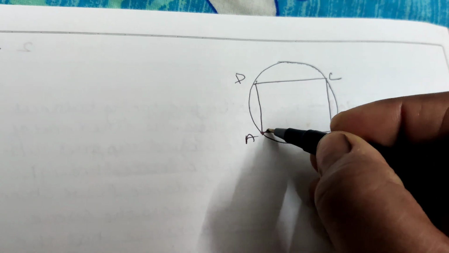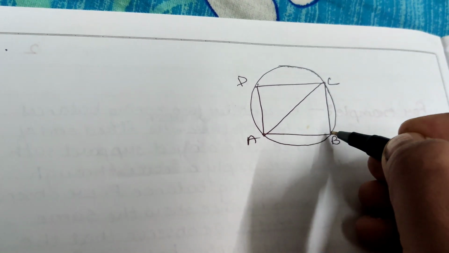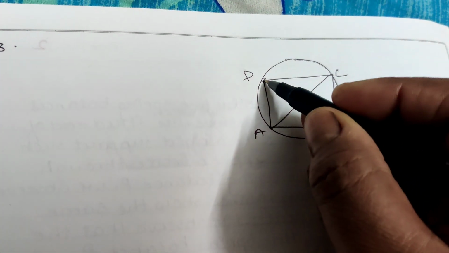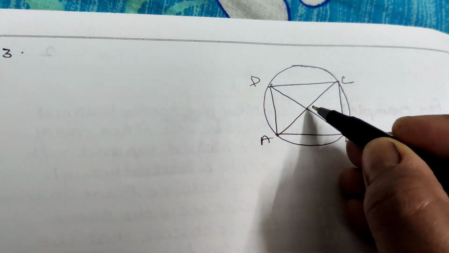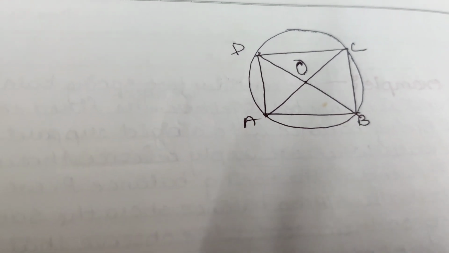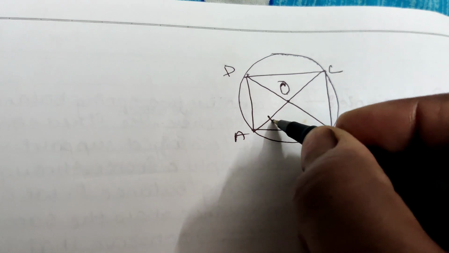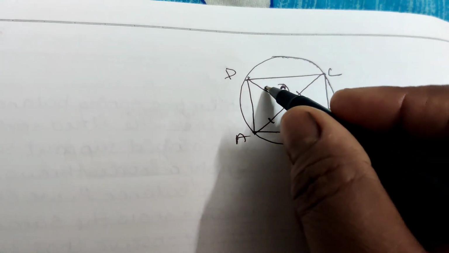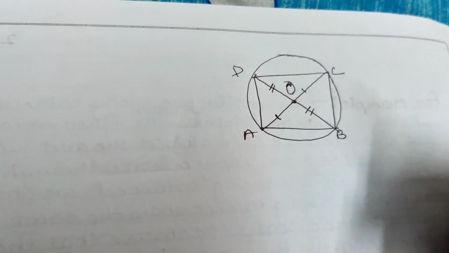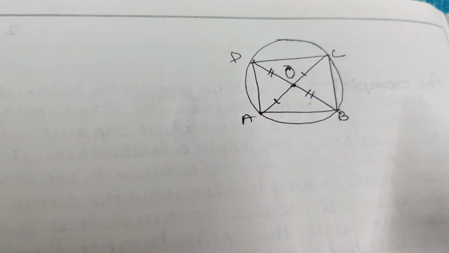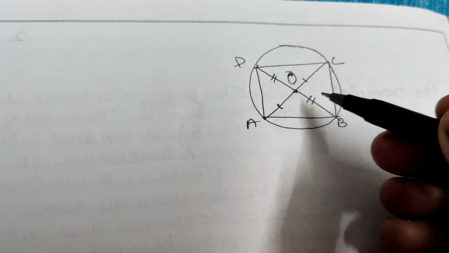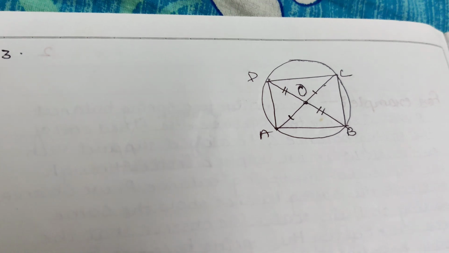Join the diagonals. Diagonals bisect each other. It means OA is equal to OC and OB is equal to OD. Therefore O is the center of the circle because OA, OC are the radii, OB, OD all are radii. Therefore O is the center.